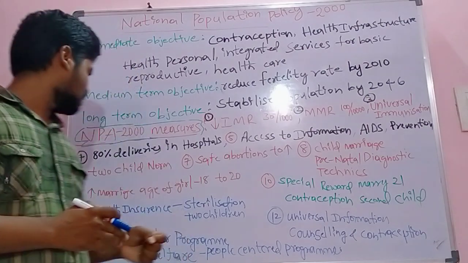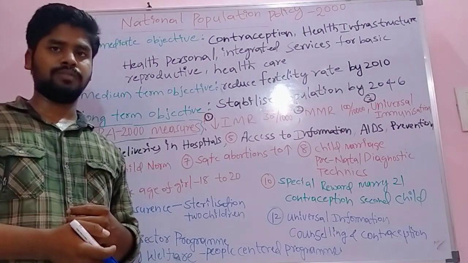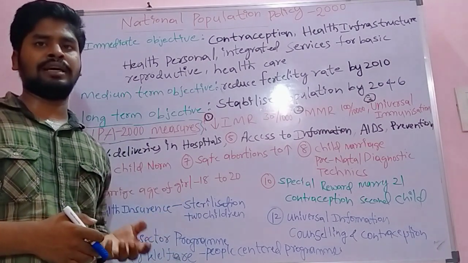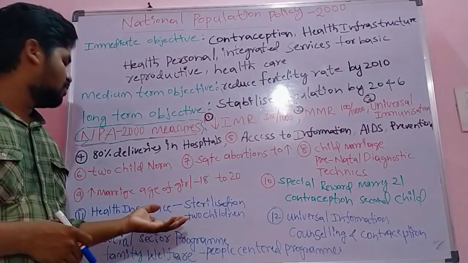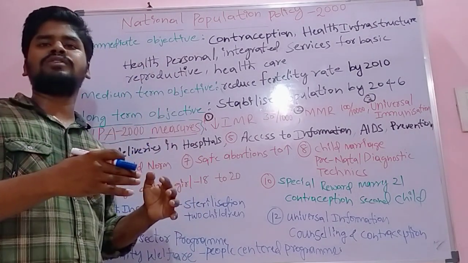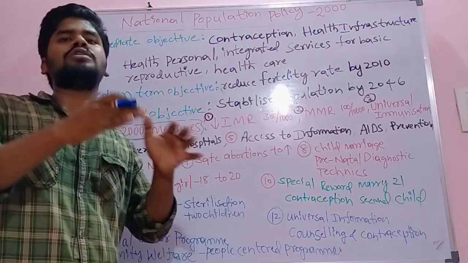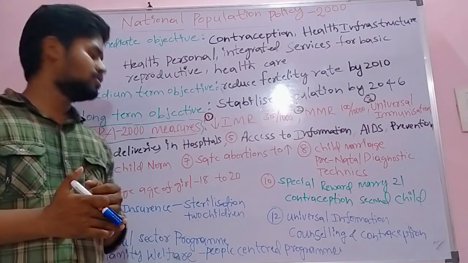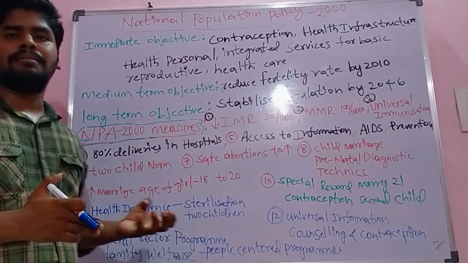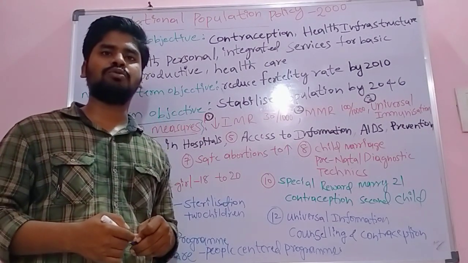So that's why, after 2 children, they undergo sterilization, which stops their reproductive activity. That will lead to a decrease in our population and a slow growth rate of population. Slow growth rate means positive growth of population. So that is one of the major measures taken in the National Population Policy in 2000.